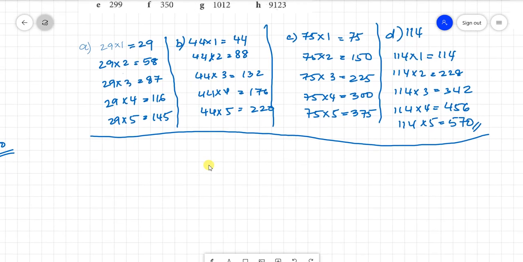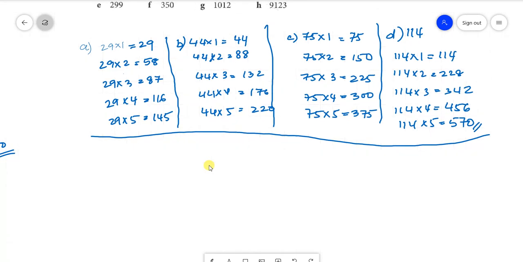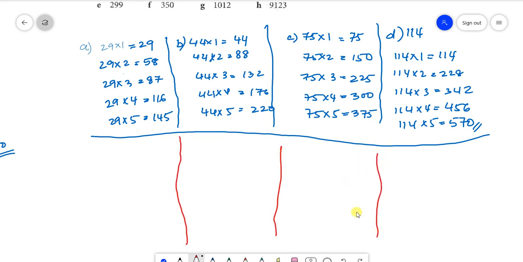Okay, now we have E, F, G, and H. Sorry, I can't get this line straight. E, we have 299. F, we have 350. G is 1012. H is 9123.